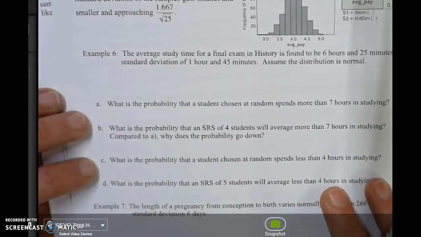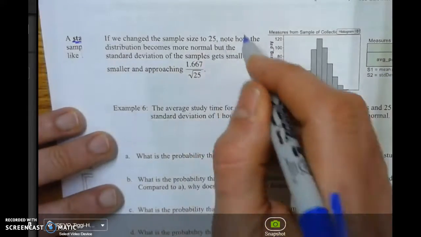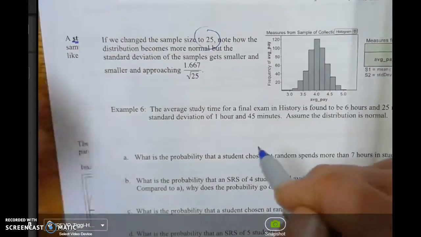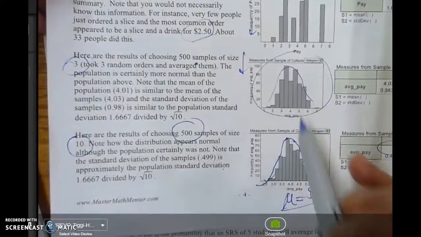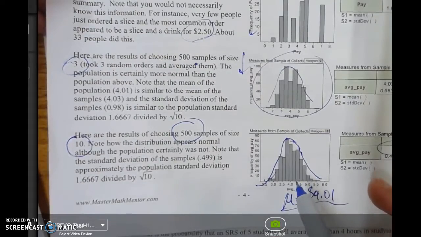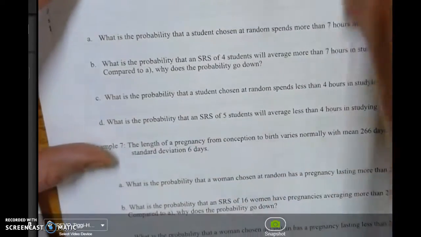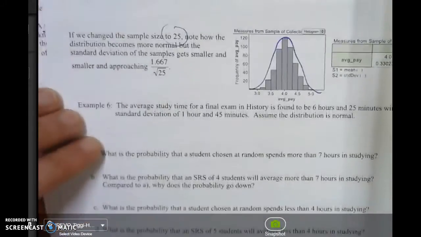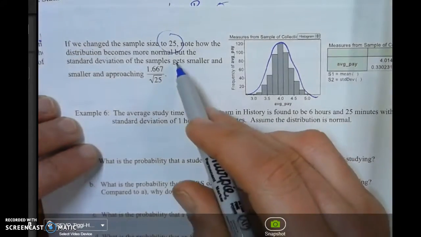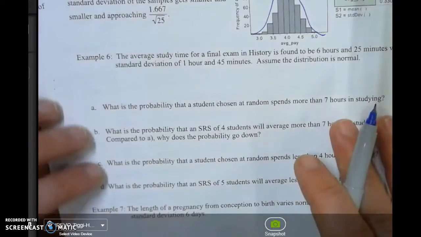Now, I said before that we want to get a sample size that's like 25 or 30 or higher. So if we increase that sample size to 25, here we have 500 samples of 3, 500 samples of 10, and now we have 500 samples of 25. You can see it's really starting to resemble a normal distribution. With sample size 25, it's really getting close. And we still get right around $4.01, which is pretty close.